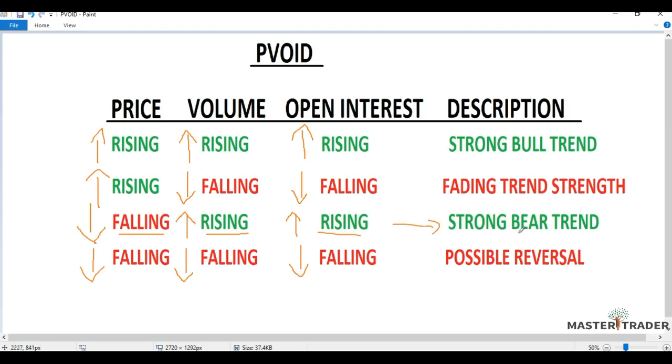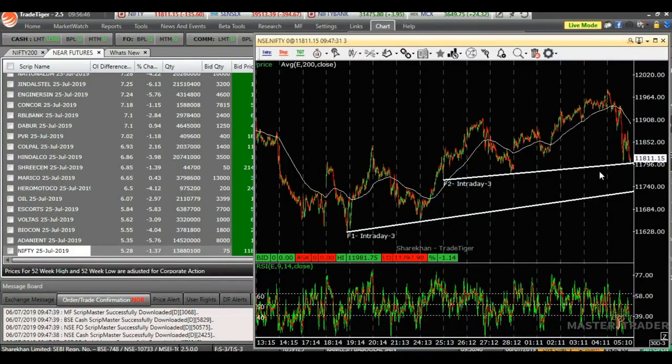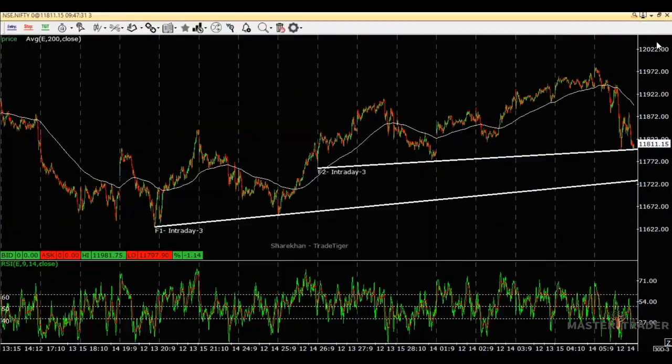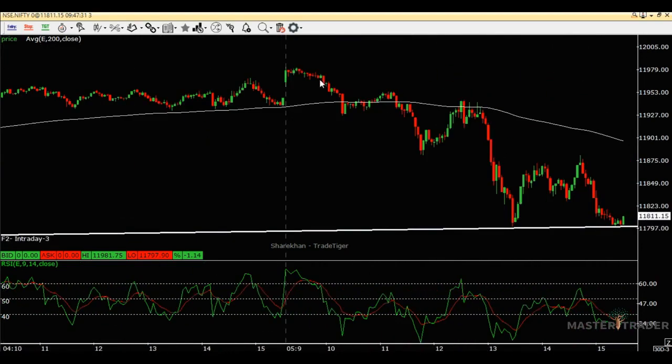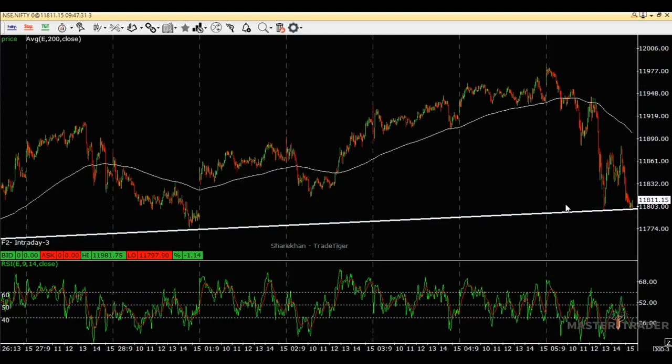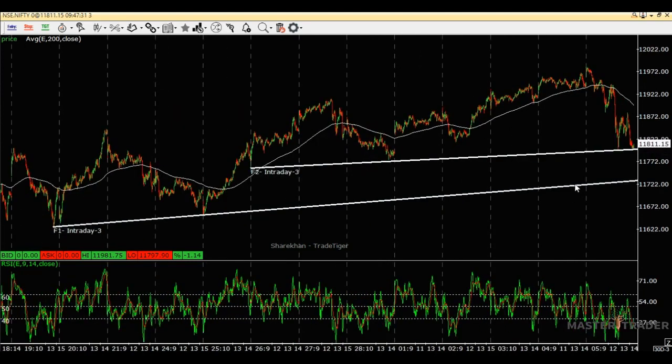Right? Bear trend. So Nifty for now is looking bearish. Okay, it is giving sell indications. So now we can look at the chart. Now that the data is telling us that sellers are trying to take over the market, and as we can see, the previous day the market did fall. Nifty did fall nicely.